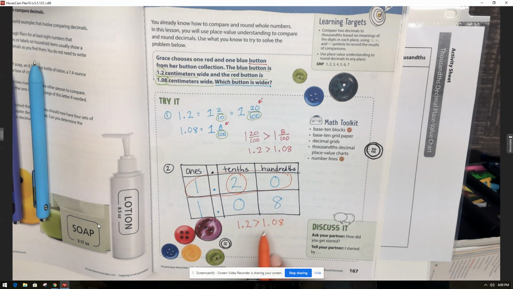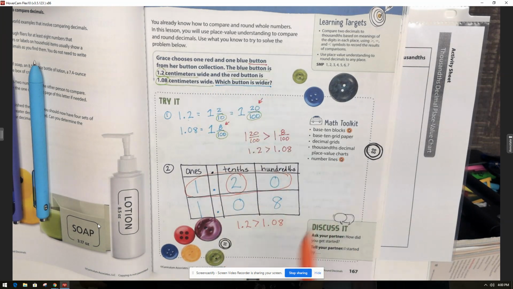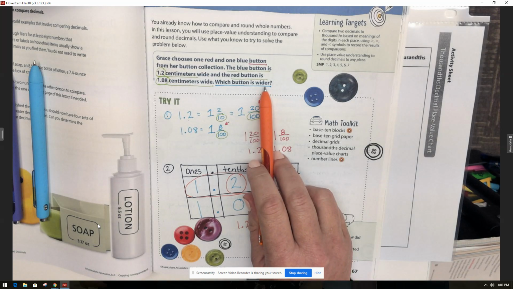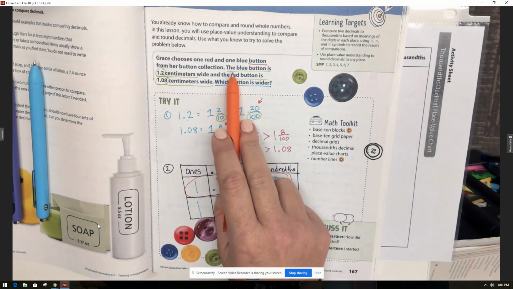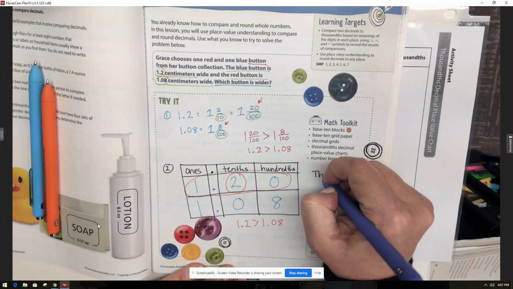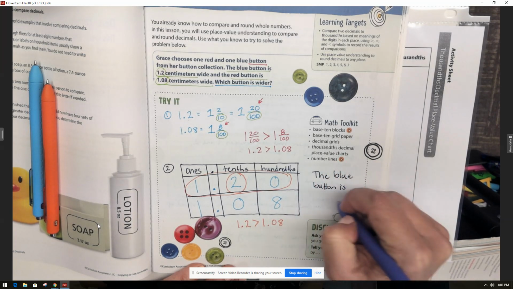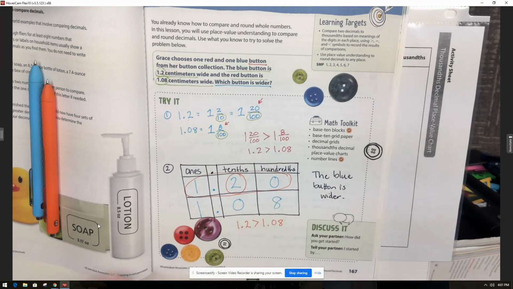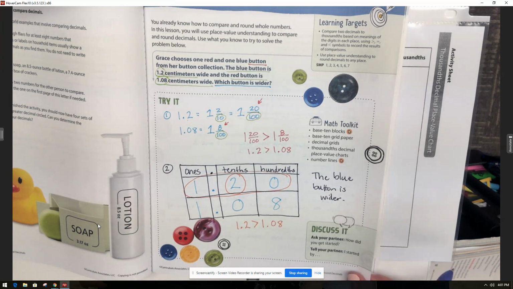So let's go back to the question. The question actually is asking which button is wider. So wider in this case means which is bigger, which is the widest. So in this case, the button that is 1 and 2/10 is wider. So that would be the blue button. So you would answer, the blue button is wider. All right. Is that what you came up with as well, or did you use a different strategy?